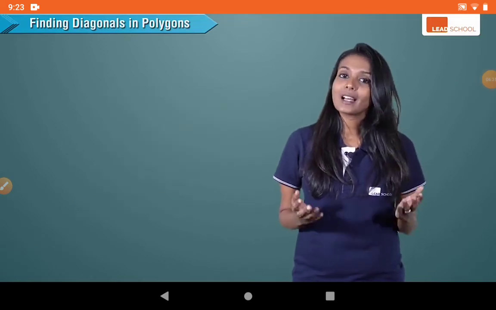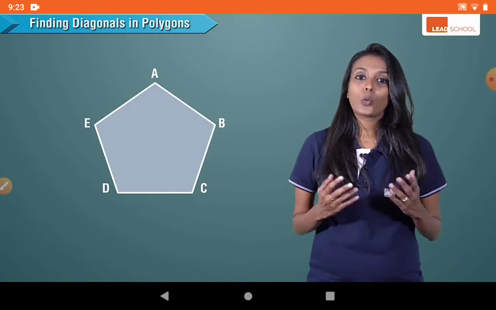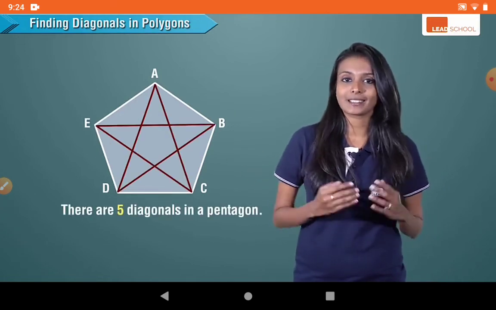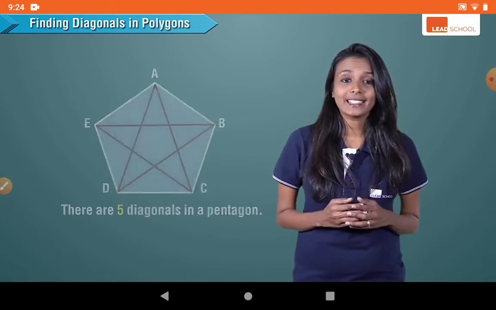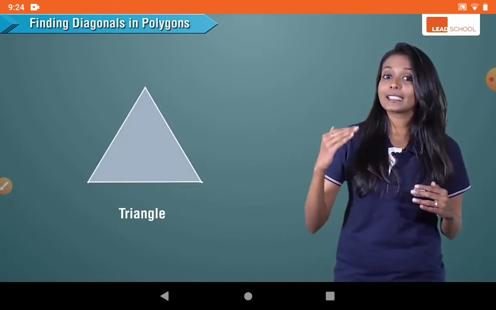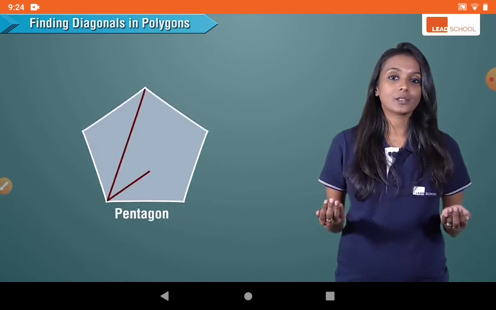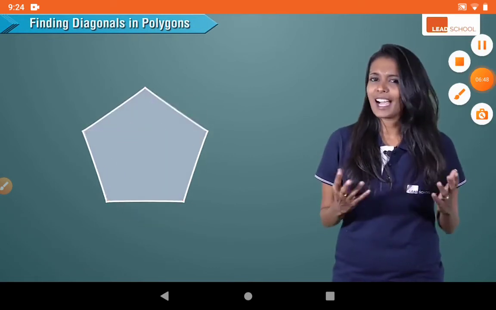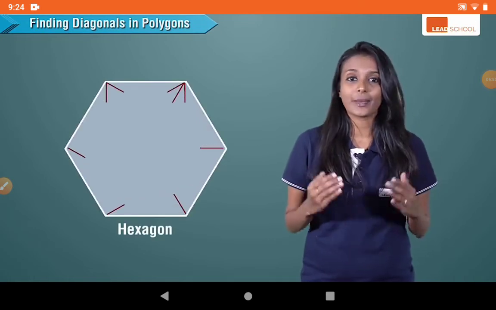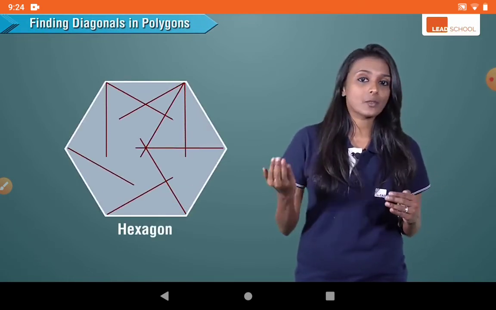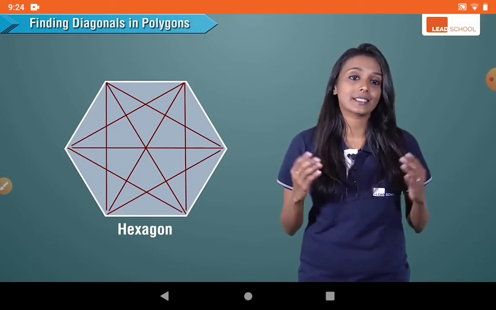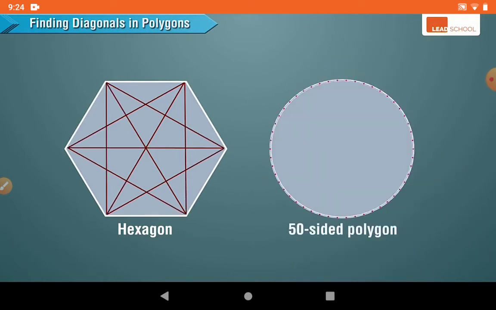Now, let us look at a pentagon. We can draw 5 diagonals in a pentagon. Thus, we can see that as the number of sides of a polygon increases, the number of diagonals also increases. However, it is difficult to use this method of drawing diagonals and then counting them for polygons with multiple sides. For example, a shape having 50 sides. So, we need a formula to find the number of diagonals in a polygon with any number of sides. Let us see how to find that out.